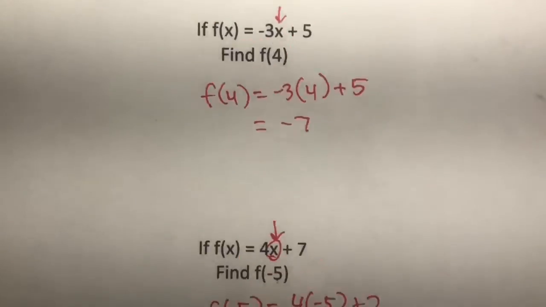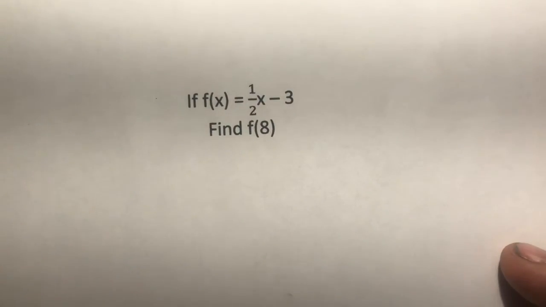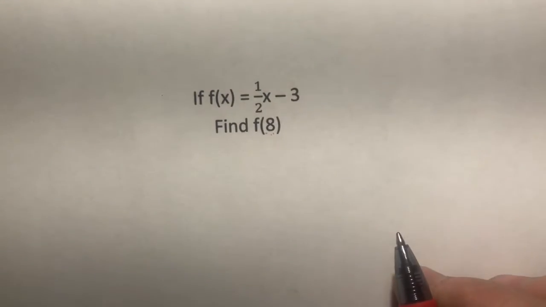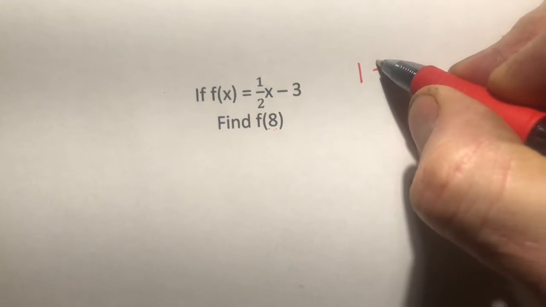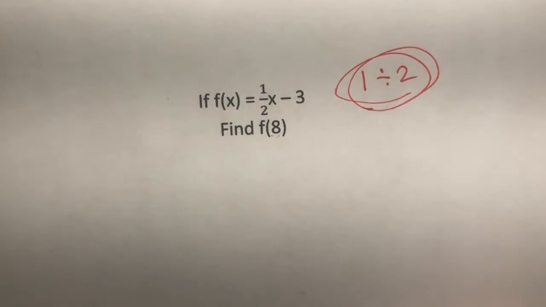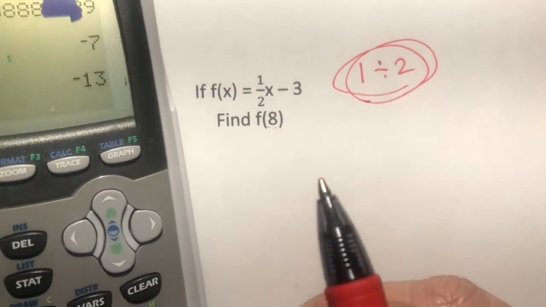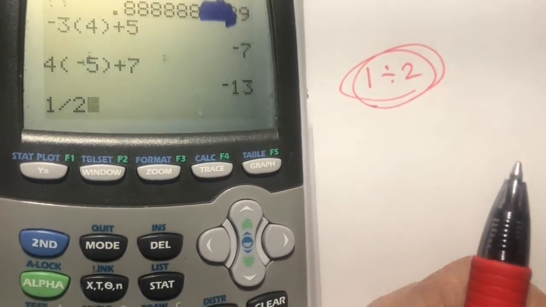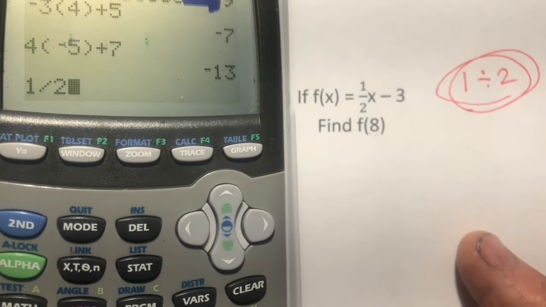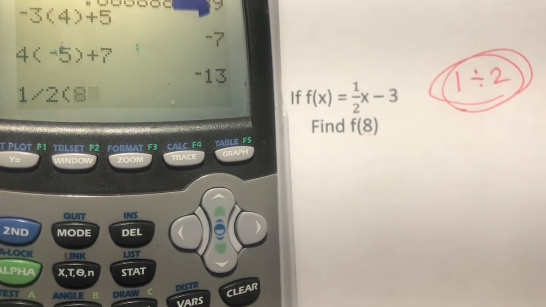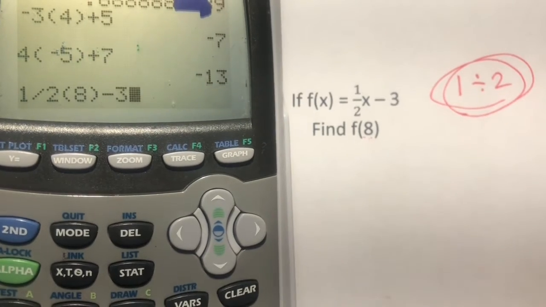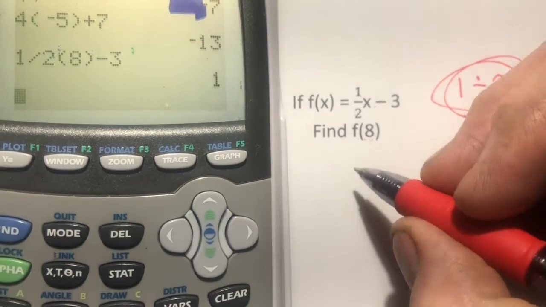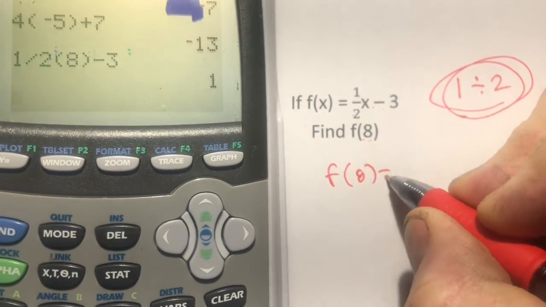Okay? So I think you'll have good luck with this. Here's one with a fraction in it. Find f of 8, 1/2 x minus 3. Well, 1/2 is just 1 divided by 2. So when you type this in, we're going to do 1 divided by 2, times, I'm going to put 8 in the parentheses, and then minus 3. All right, so you can see what I got. 1/2 times 8 minus 3, and it's 1. So f of 8 is 1.